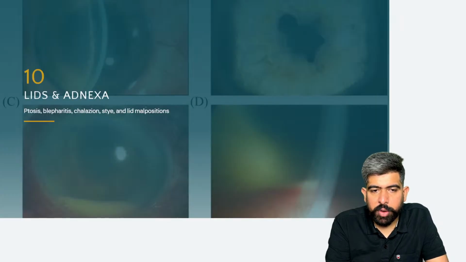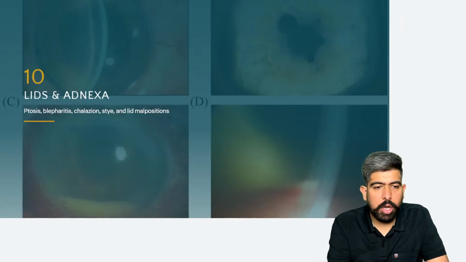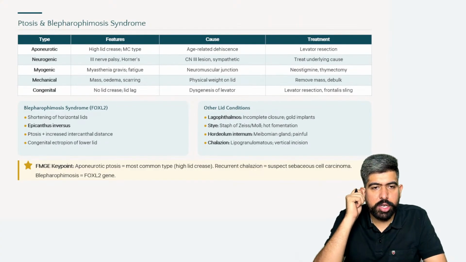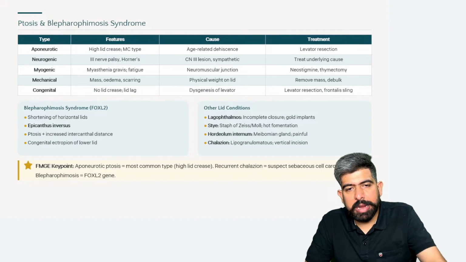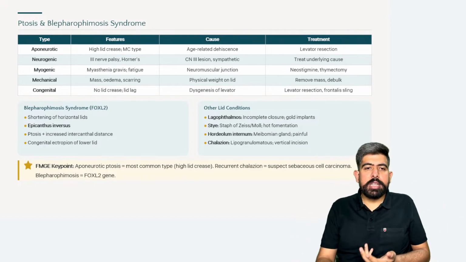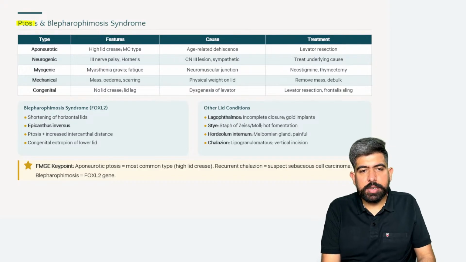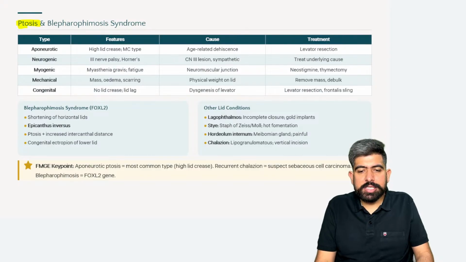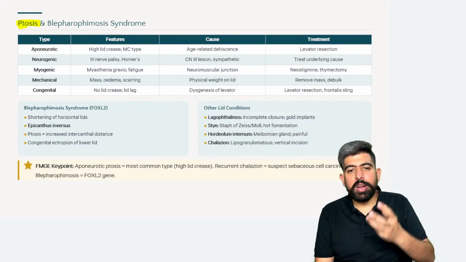Now we are moving forward to the next topic, lid and adnexa. In lid and adnexa, we have the topics related to ptosis and blepharospasm syndromes. Let's talk about the important topic, which is ptosis. Ptosis means drooping of the eyelid. What is the meaning of ptosis, guys? Yes, ptosis means drooping of the eyelid.